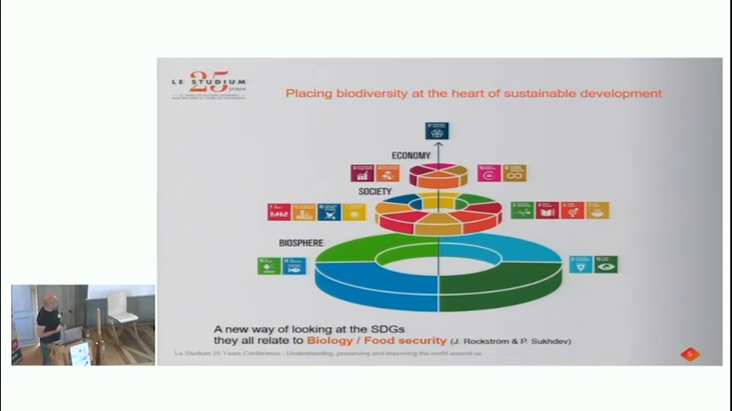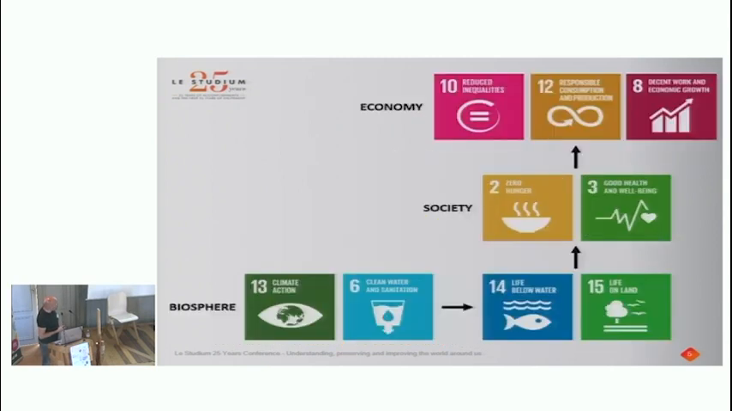Here, you look at SDGs where the biosphere is at the bottom, and by improving the quality of the biosphere, you will improve the society, and that will feed the economy. One more example: if you fight against global change, and if you try to get safe water, then you will improve life on Earth and life below water. And these two SDGs, 14 and 15, will allow the benefit for the society to attain food security, for example. And all of this will feed the economy.